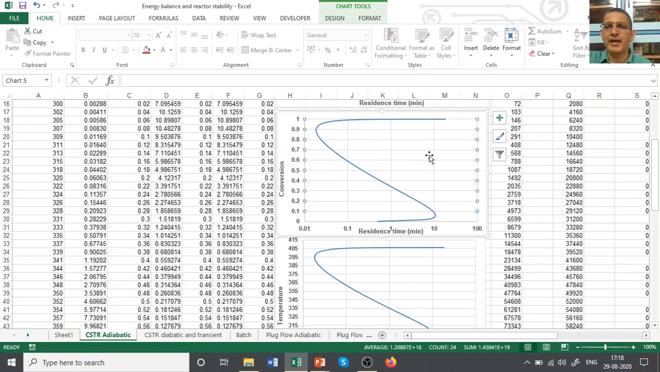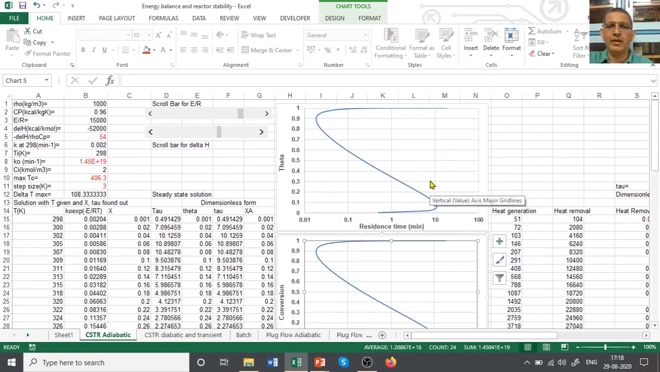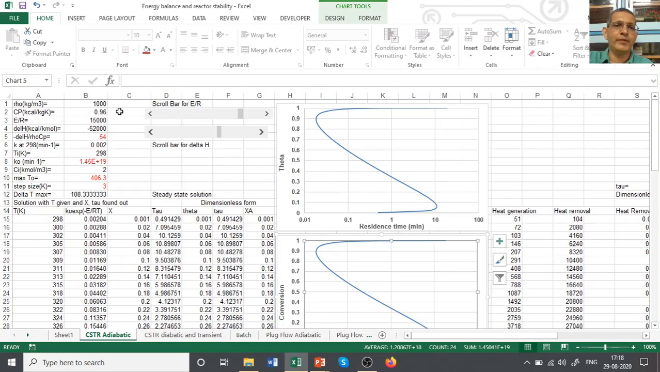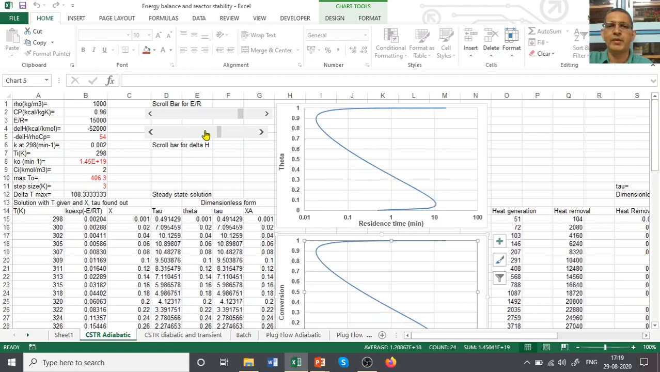What I'm going to do is I have already written this solution in Excel. So what I'm going to do is change the values of various parameters. So this is my value of E by R. Look at what happens to this graph as I change E by R, or what happens to this graph as I change delta H. Let's say we increase delta H, right? You see how dramatically things have changed. Let's go back a little bit.